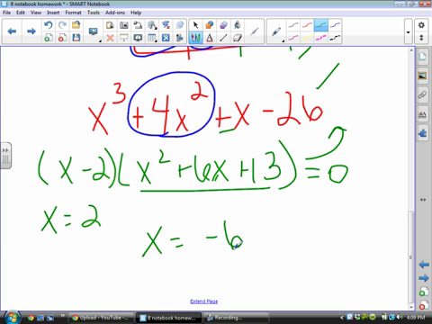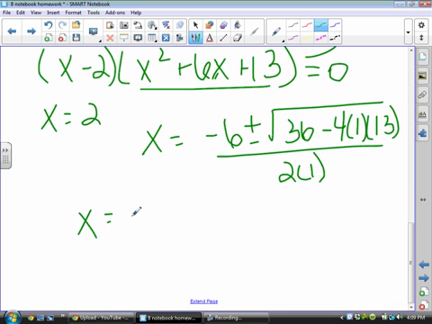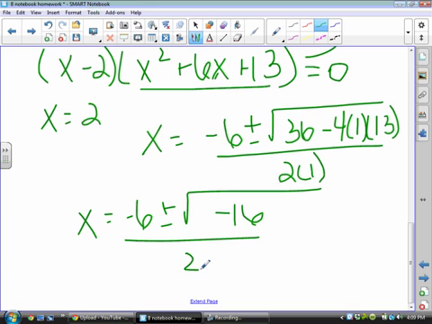The opposite of b plus or minus the square root of b squared minus 4 times a times c, divided by 2a. So I have x equals negative 6 plus or minus the square root of 36 minus that quantity, which would be 52, which is going to end up giving me negative 16 under here, divided by 2. That immediately tells me that's a good thing. I'm not supposed to have a real solution. I'm supposed to have complex solutions.